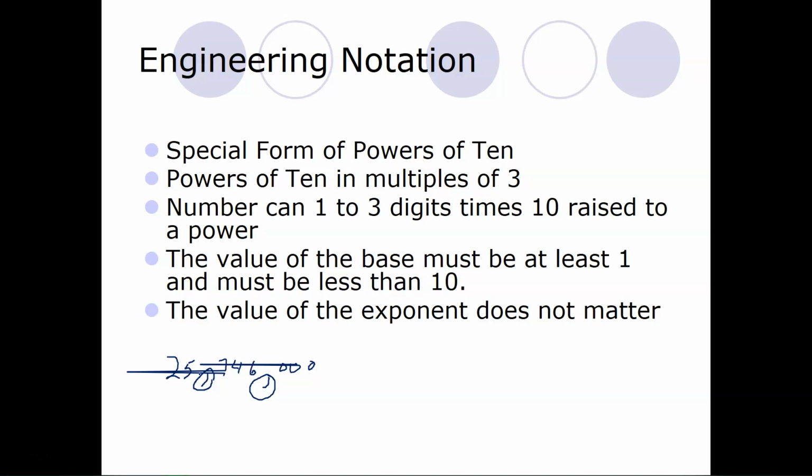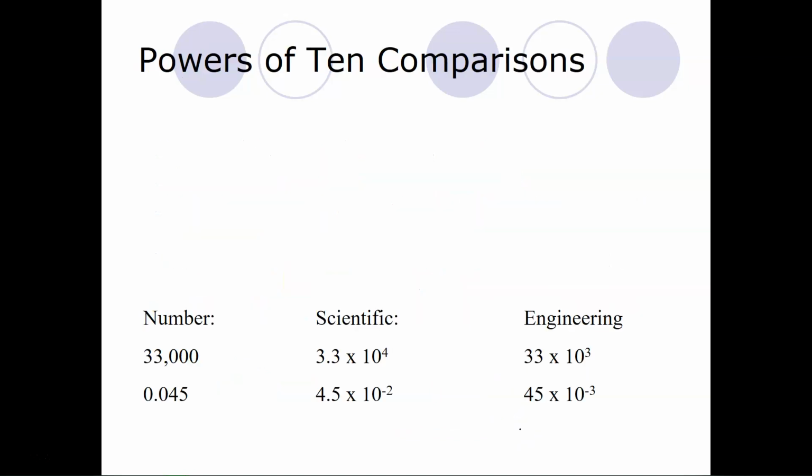We'll get into it here in just a second, some more. So the number can be 1 to 3 digits times 10 raised to a power. So the number runs between 1 and 999 in front of that decimal and moves by the power of 3. So what do I mean? Well, looking at this, the number is 33,000. In scientific, which is what we just did, you move that decimal place till you get only one number in front of that decimal. Do y'all see what I mean?